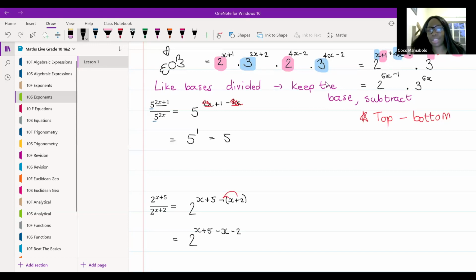Good, that's it, Zeketela, beautiful. Right, and then we're going to get 2 to the power of... Now, x minus x is going to give me 0, but 5 minus 2 will give me 2 to the power of 3, which is just the same as 8. Okay, and that's the final answer we're going to get, 8. Give me a thumbs up.